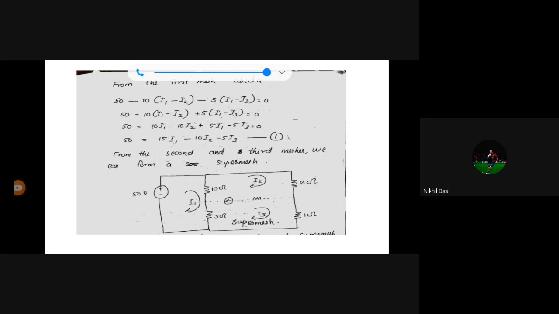15I1 minus 10I2 minus 5I3 equal to 50. You got it yourself? Or you are copying from my slides, or you are writing the equations yourself? Yes, ma'am. Okay. So you can proceed in your way. Sometimes you may have a different method to write KVL equations. So you can proceed in your manner. So the final equation will be 50 minus 15I1 minus 10I2 minus 5I3.